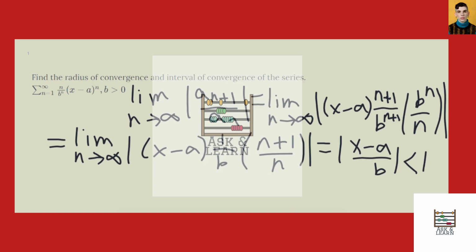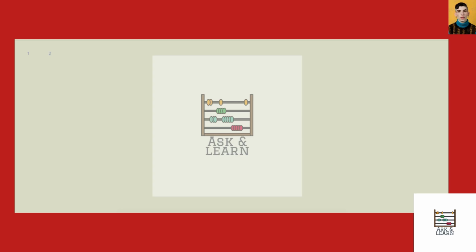So if we multiply both sides by b, then we get absolute value of x minus a is less than b. So already we can probably see that the radius of convergence is b. And we know that because x minus a is trapped between minus b and positive b. So if we take this, we can add a to both sides.